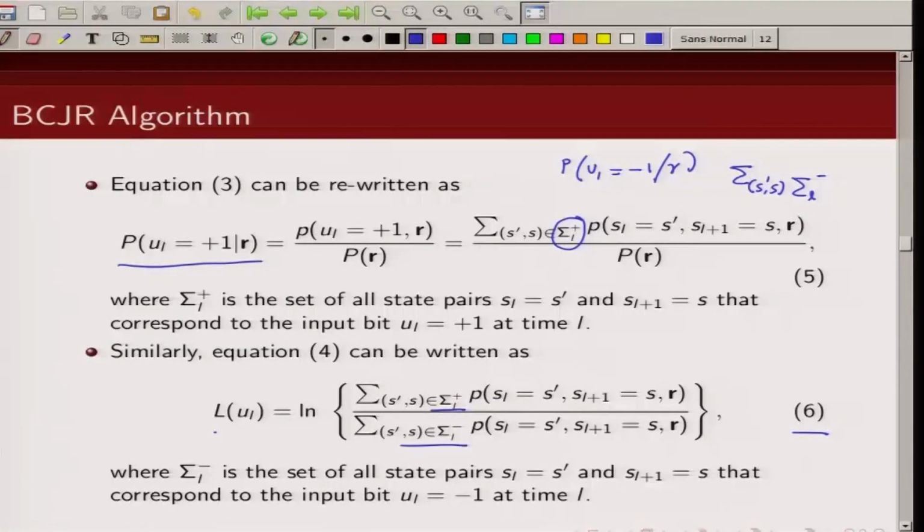So, this will be my a posteriori probability log likelihood value, the L value. Now, how do I compute this term? We will show that we can write this term as a product of 3 terms, and 2 of these terms can be computed recursively. That is what I am going to show in the subsequent slide. So, let us look at this expression. How do we compute the probability that the current state is S prime and the next state is S, given a received sequence R?